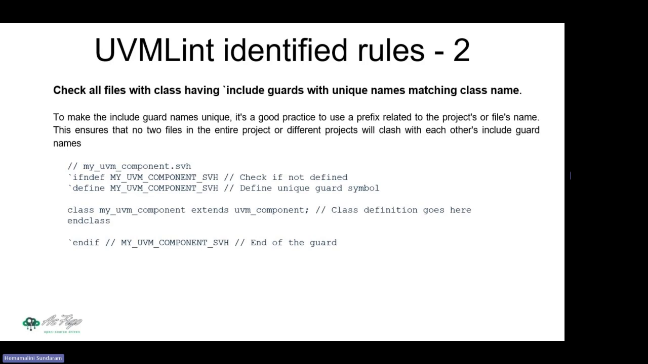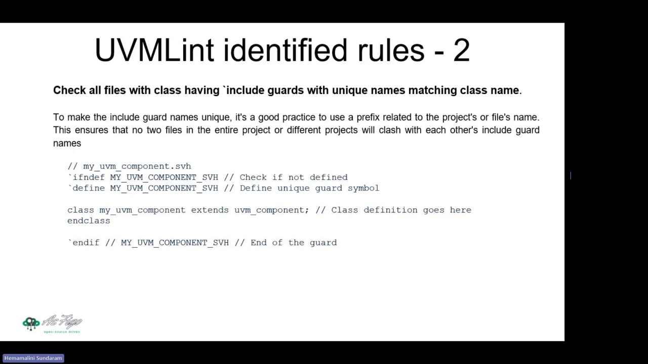Rule number 2 checks files with classes having include guards with unique names matching the class name. That is also very important. So rule number 1 talks about include guards, and rule number 2 talks about classes having include guards with unique names matching the class names. It's good practice to prefix depending on the project and the file, right? The file name should be based on the project. This ensures that no two files in the project or in different projects will clash with each other in their include guard names.